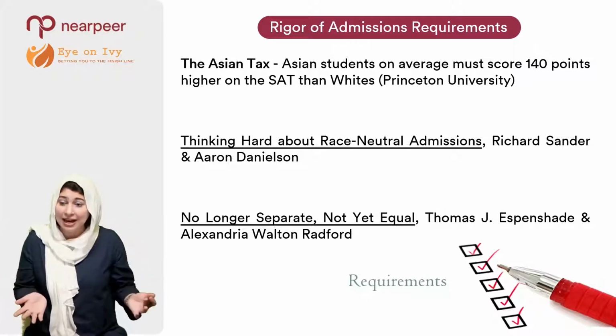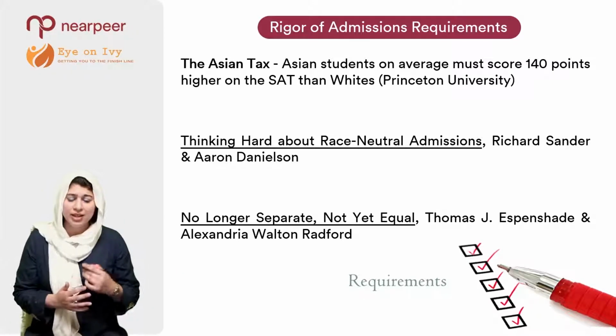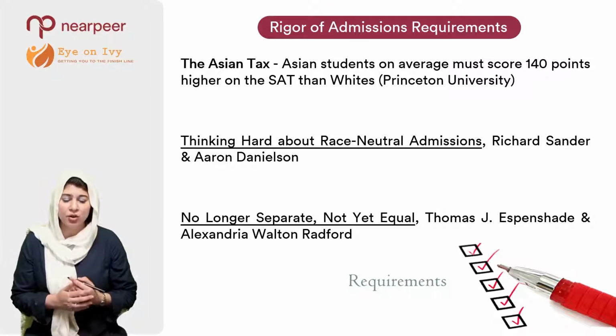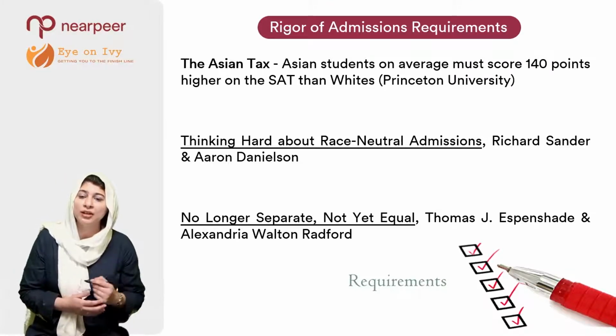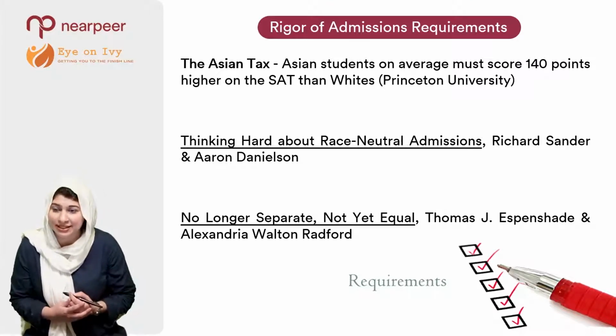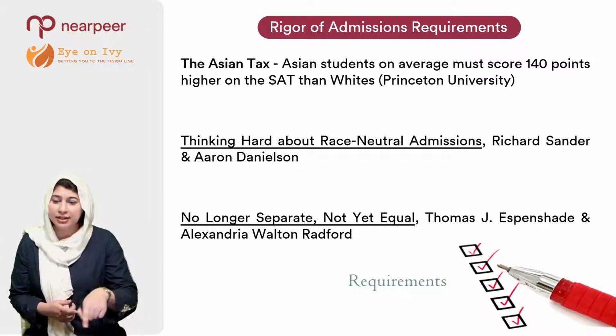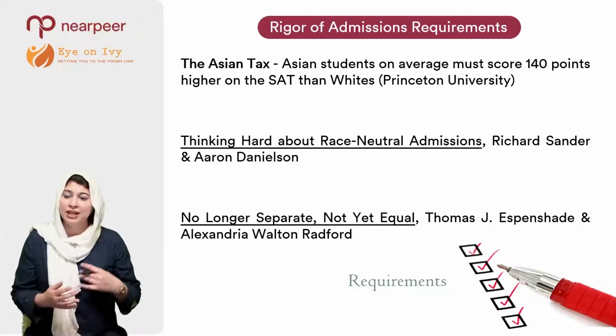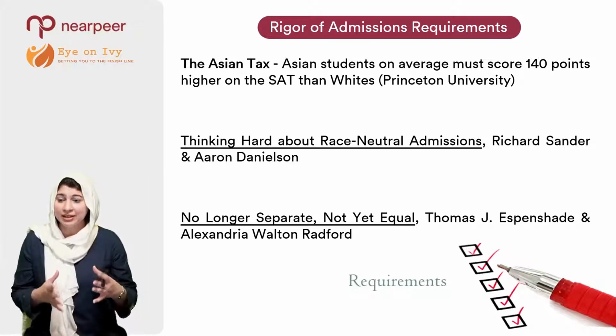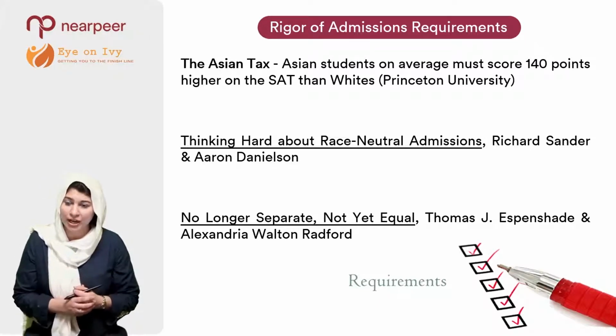It's sad, but it's true. Students who are Asians on average must score 140 points higher on the SAT than if you are a white American. There are other studies which basically verify this data, and I've put that for you to look at as well.